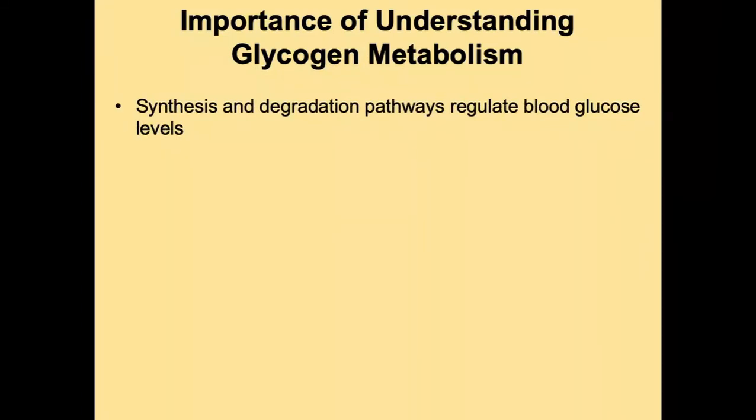So why is it important that we understand how glycogen metabolism is controlled? Well, the synthesis and degradation pathways are important because they regulate blood glucose levels. So this balance between synthesis and degradation must be tightly controlled.